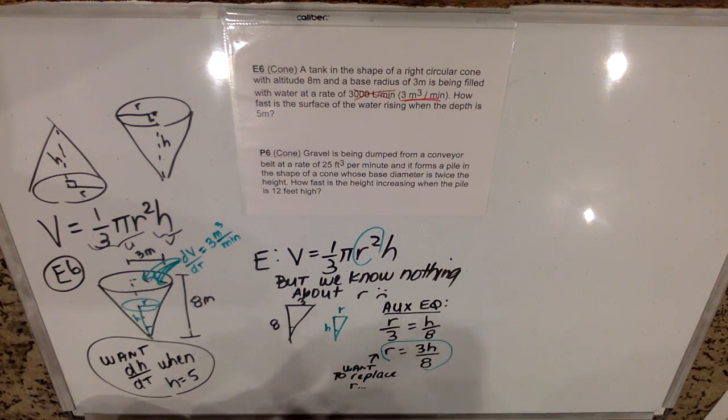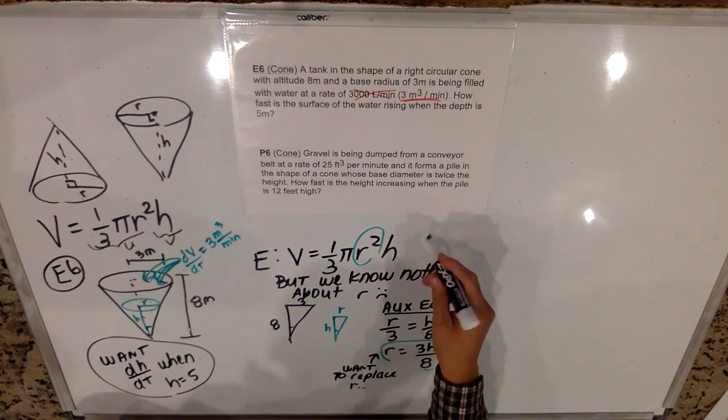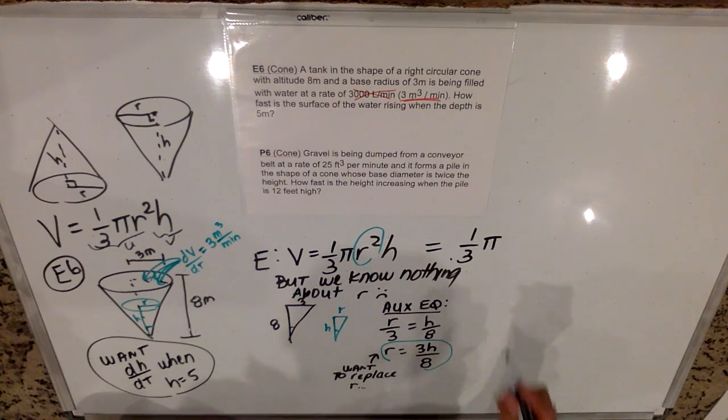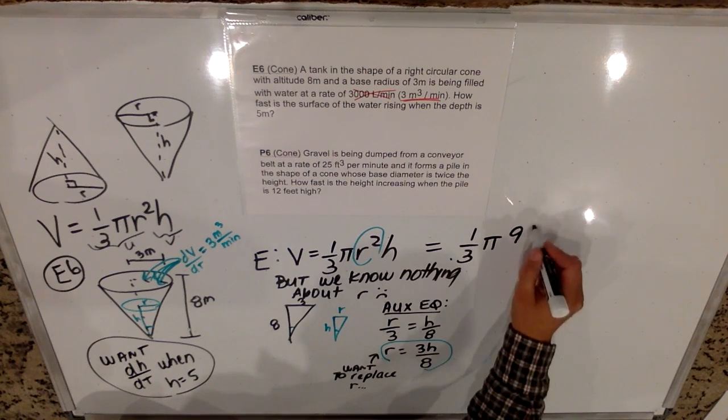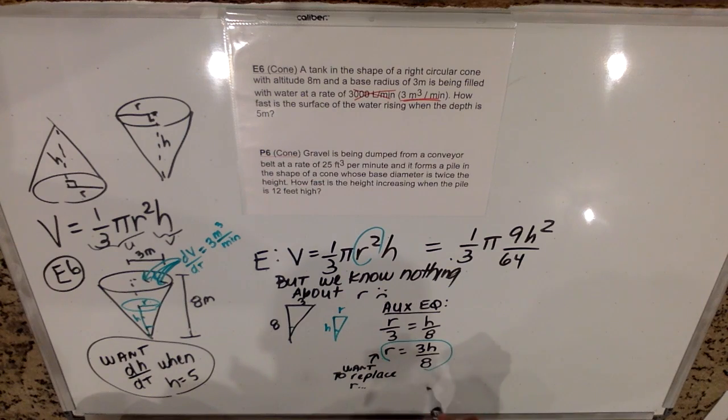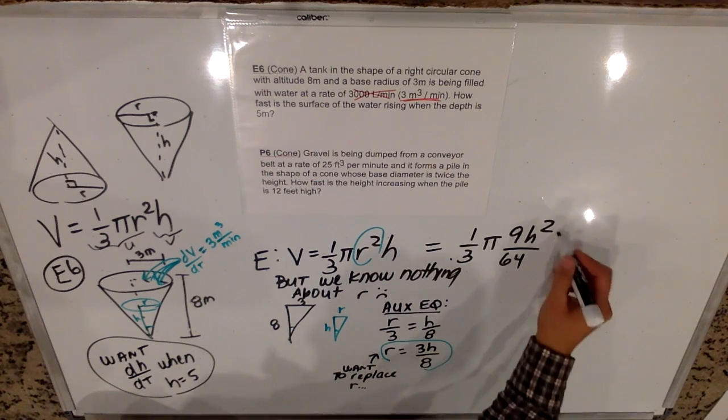And what's going to happen as a result of this is I'm no longer going to have to do that stupid product rule. So I'm going to get a 1/3 pi. R squared is going to be 9H squared over 64, right? Because it's 3H over 8, whole quantity squared, times an H.